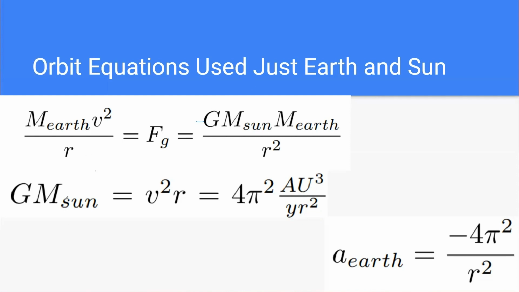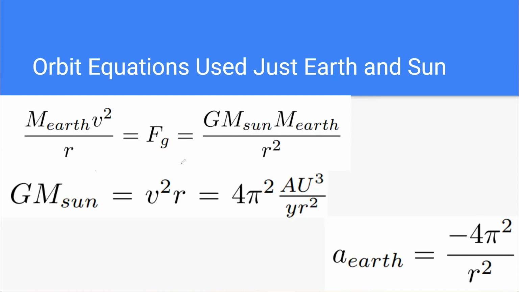And so what we can do is the substitution down here. We have G and M, right? G times the mass of the sun equals v squared r, and you can see that already. It equals 4 pi squared, which is really nice because it just gives us astronomical units, the distance of the Earth and the sun at perihelion, divided by a year squared. And in that substitution, we get that the acceleration of the Earth is equal to negative 4 pi squared over r squared if it was just the Earth and the sun. So that's really nice to know.